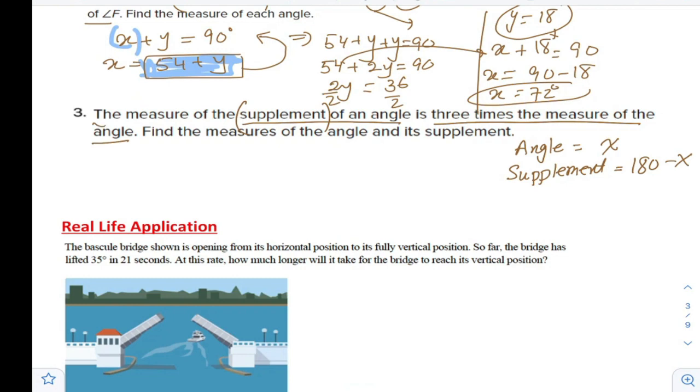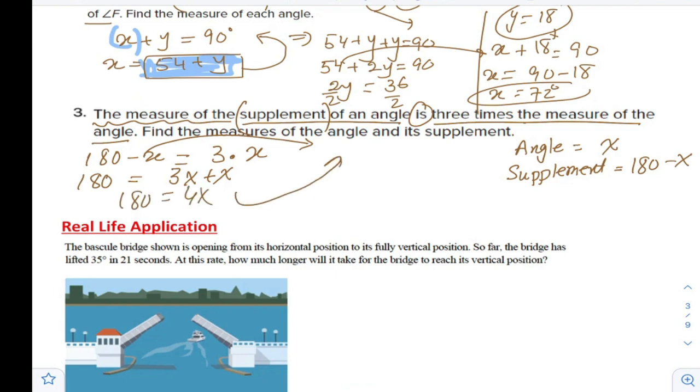So now we have the expression of the supplement. Let's retranslate again. The measure of the supplement, which is 180 minus x, is equal to 3 multiplied by the measure of the angle, which we assumed x. So we have translated now. Now, how can we solve? As usual, we can combine like terms. You can take the negative x there. So 180 is 3x plus x. So 180 is 4x. Divide by 4. So 180 divided by 4 is 45. So the angle is 45.